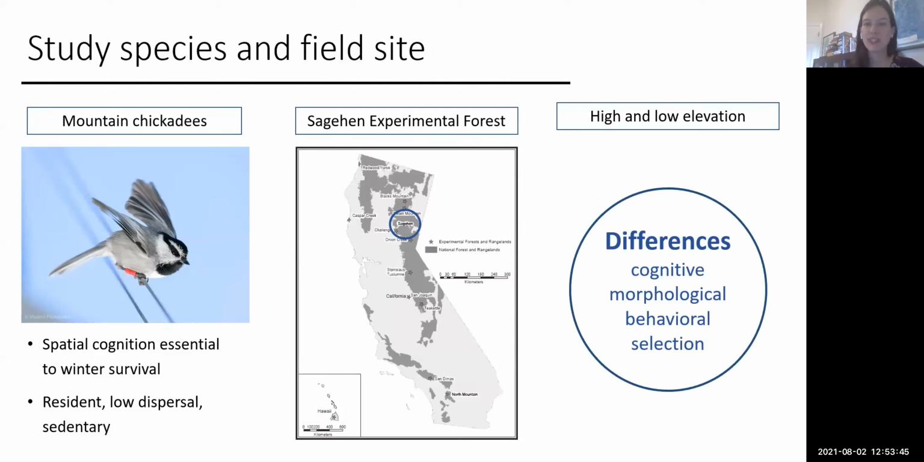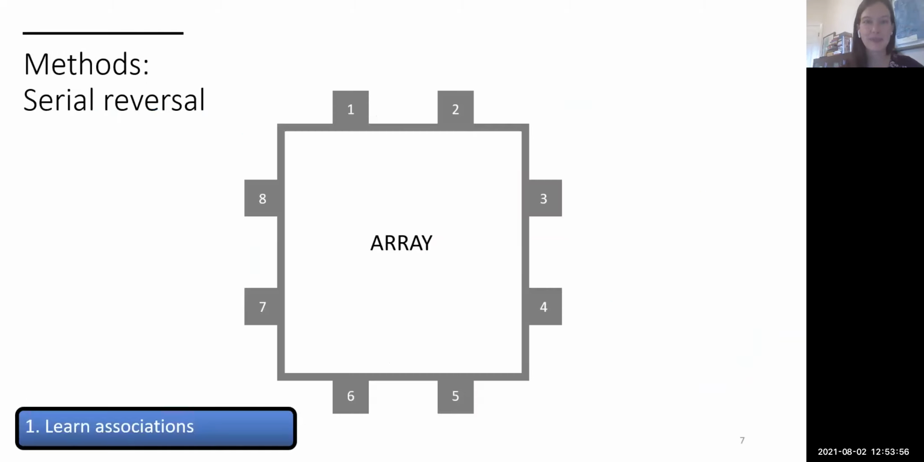We have previously shown that there are significant cognitive, morphological, and behavioral differences between birds at our high and low elevation sites. And we have found that there is selection on spatial cognition at high elevation. Now, to do this, I am going to do a serial reversal, but I'm going to give it a couple of twists to make it more interesting and to make it more adaptable for a natural environment working with wild birds. I will be using this experimental setup.